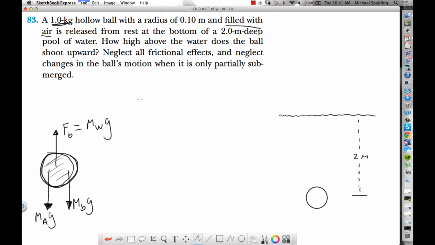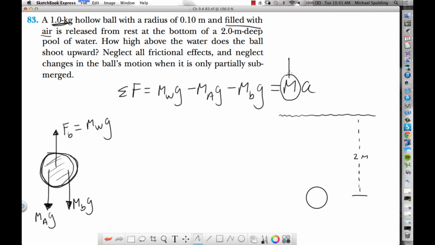Now we sum the forces. Summing the forces, we get mass of water times gravity minus mass of air times gravity minus mass of ball times gravity. The sum of the forces always equals ma. Now this mass right here is going to be mass of ball plus mass of air.